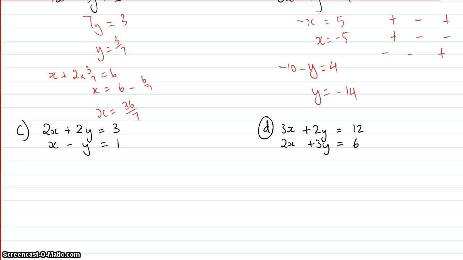So moving on to the next equation, I've got 2x and 2y and 3, and x and y and 1. Now the trouble with this one is I don't have two numbers that are the same. That's a 2 and that's a 1, and that's a 2 and that's a negative 1. So it's not really going to work.